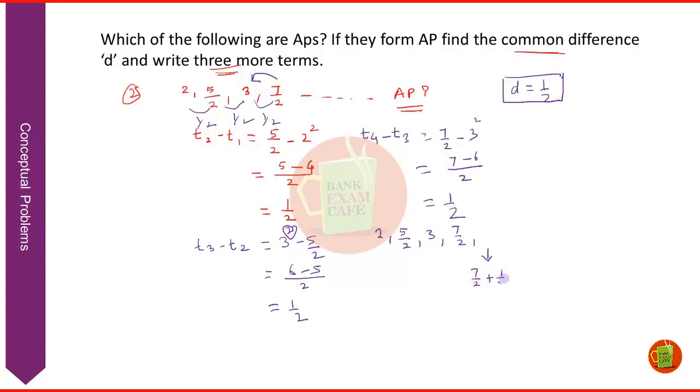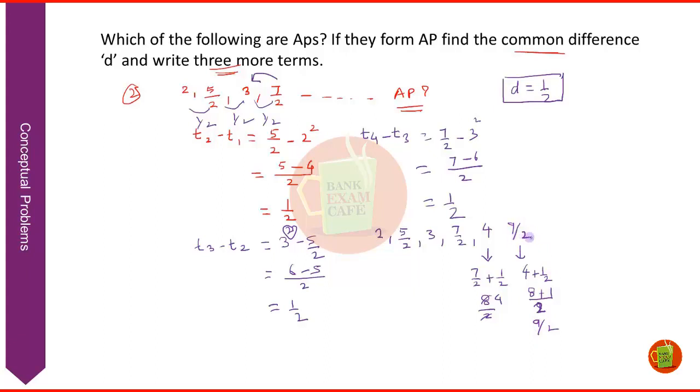So that will be 8 by 2. 2 1s are 2, 2 4s are 8. So next term will be 4. Then here we will add again 1 upon 2 to this term. So it will be 4 plus 1 upon 2. So here 4 2s are 8. 2 will be the LCM. 4 2s are 8 plus 1, and so it is 9 by 2. So this term will be 9 by 2.